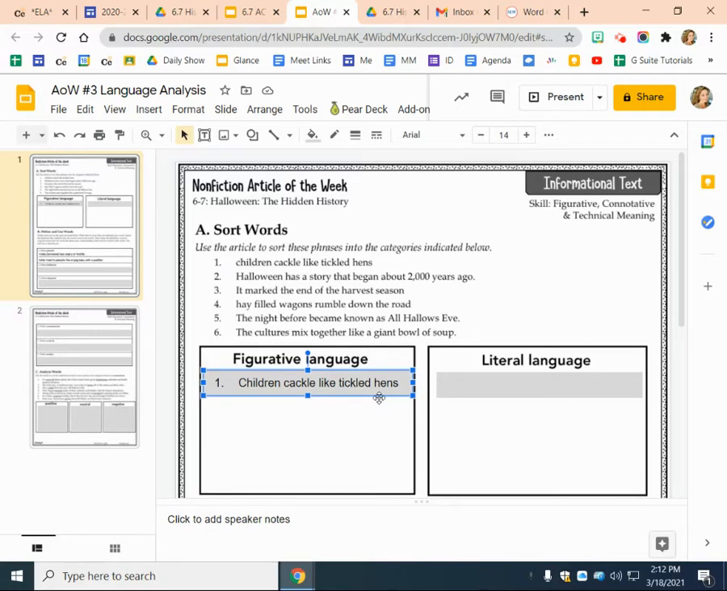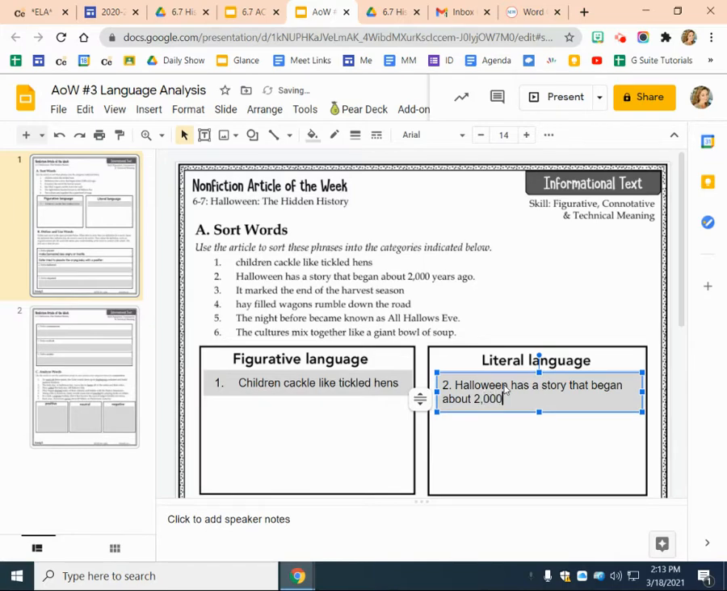They're not literally hens. Number 2, Halloween has a story that began about 2,000 years ago. I don't notice any figurative language there. I don't see a simile. I don't see a metaphor. It's not an exaggeration. It's a fact. And when it's a fact, it's literal language. So we're going to put number 2, Halloween has a story that began about 2,000 years ago.